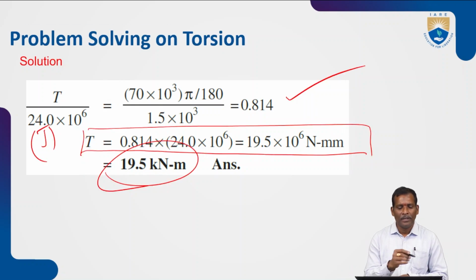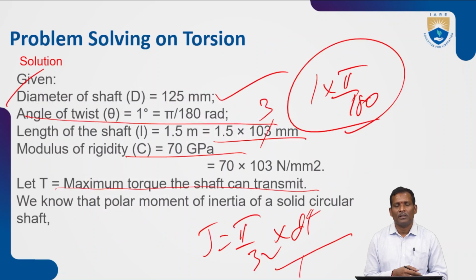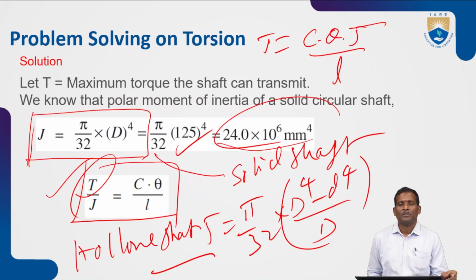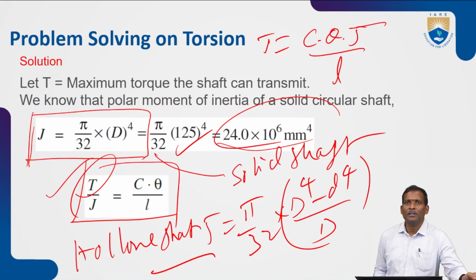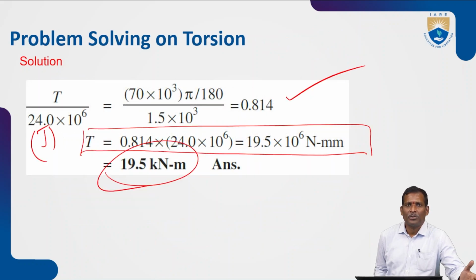Here we have calculated the torque. So the only difference from the previous problem is that there I calculated the angular twist, and in this one the maximum torque, by using this torsion equation. So like this, we need to solve the problems on torsion. These equations, these empirical relations, are very important for problem solving.